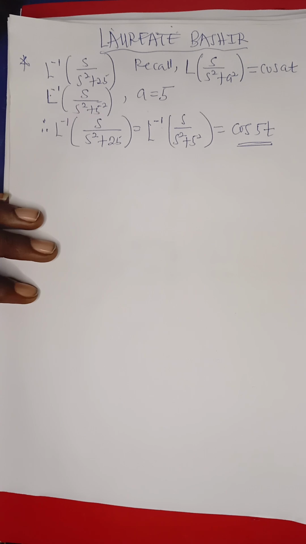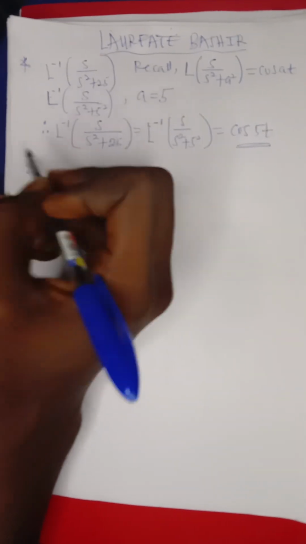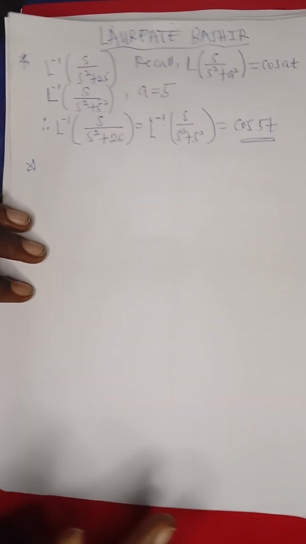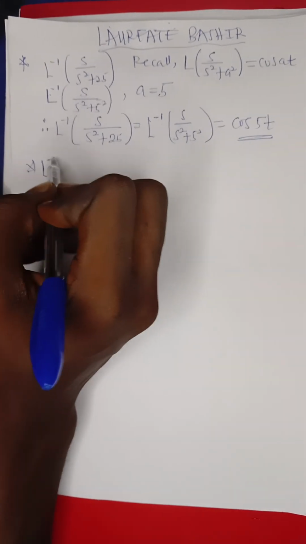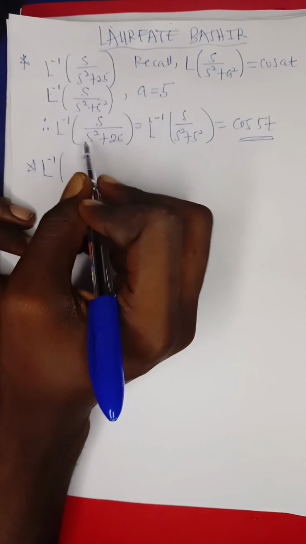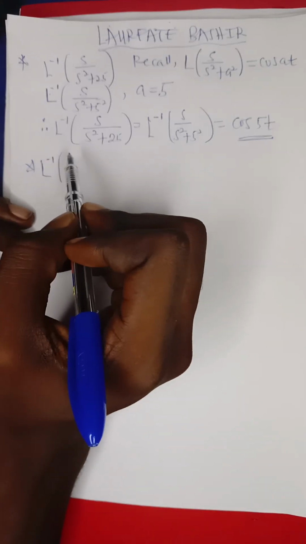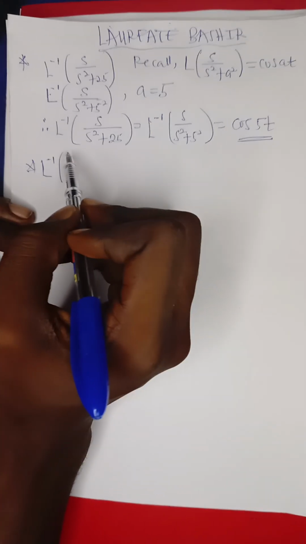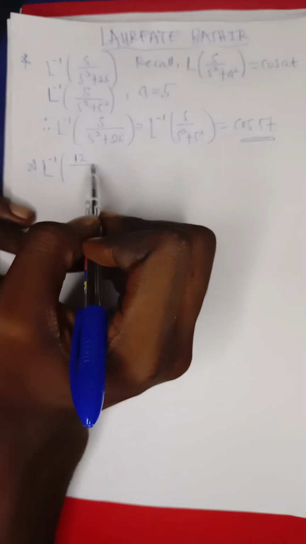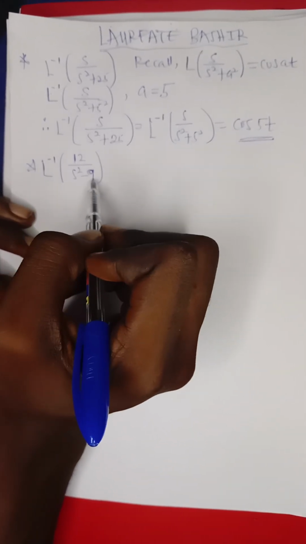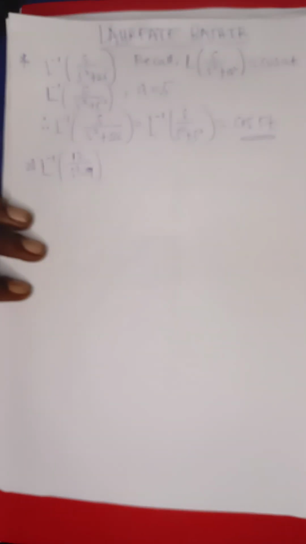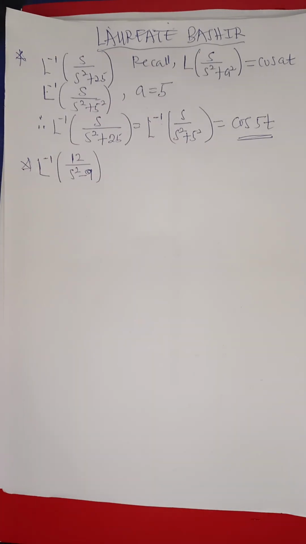Then the next one is the Laplace inverse of 12 divided by s square minus 9. So this is the same thing as the Laplace inverse of 12 over s square minus 9.